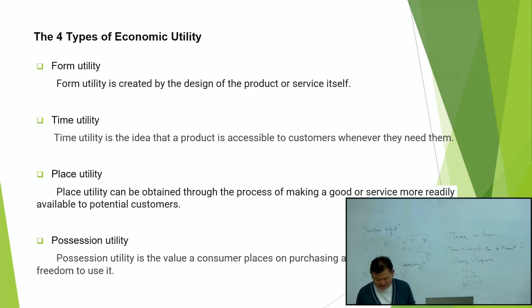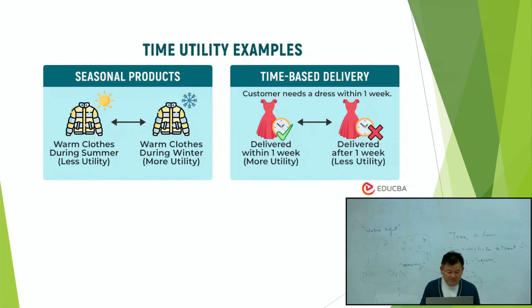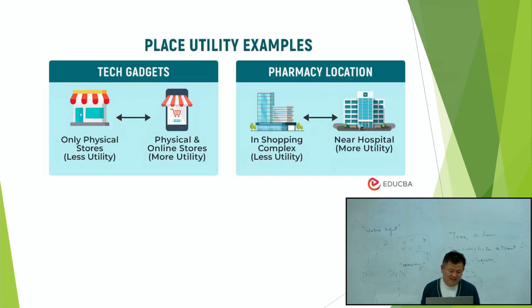So place utility is a term used in logistics and supply chain management to describe the value added to a product or service by making it available in the right location. I will show you the pictures. The place utility. Techniques, gadgets. Only physical stores, but physical and online stores. This is place located. Some are offline, but they can also open online. This is a place utility example.